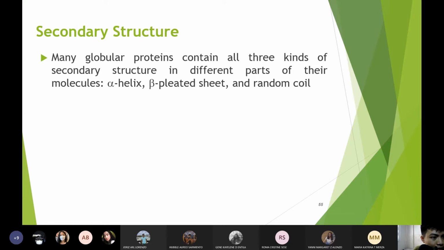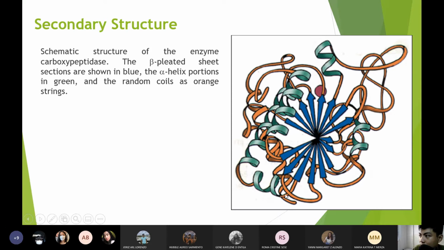We're still on secondary structure. Many globular proteins, when you say globular protein, are the ones shaped in globules, round. They contain all three kinds of secondary structure: the alpha helix, the beta pleated sheet, and the random coil. One example is the enzyme carboxypeptidase, where you can see the alpha helix, the beta pleated sheets, and the random coil, which has no defined secondary structure.